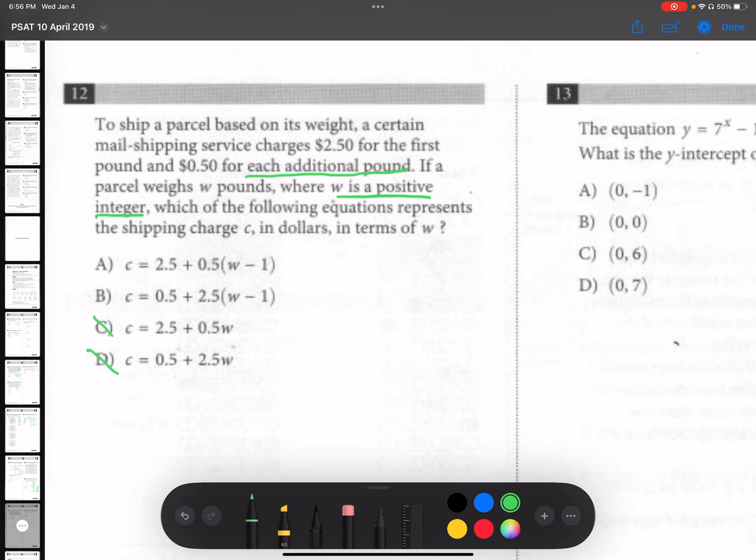be out of the options. And now it says that 2.50 for the first pound. So that means that we're not multiplying that with anything. So that's our initial. So it's written here, and then we have 0.5 for each additional pound. We don't know that much yet. So that means that A should be our answer, because we have a positive integer equation here and 0.5 per additional pound. So A should be the answer.